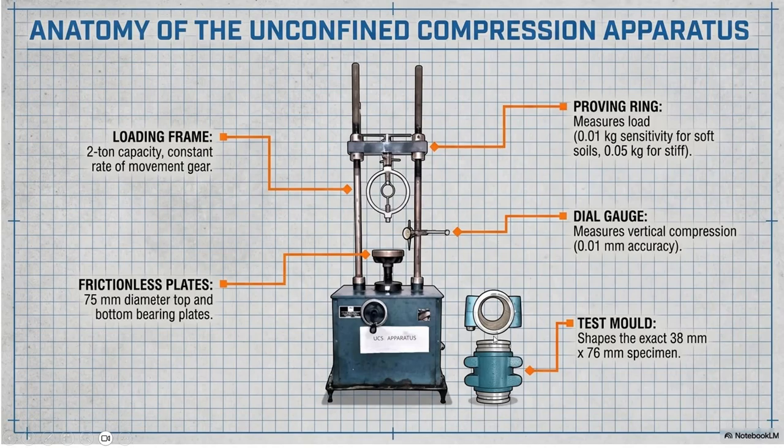Now this equipment was used for performing the unconfined compression test on soil, and a clay sample was used for the test. You can see that this apparatus has a proving ring with a sensitivity of 0.01 kg, and you can also see the loading frame. The capacity was about 2 tons, and the test mold, as I told you earlier, is 38 millimeters in diameter and 76 millimeters in height.